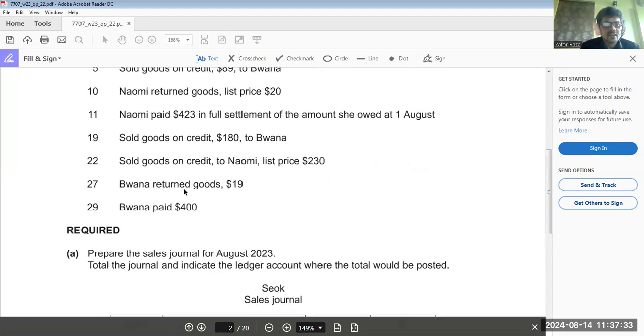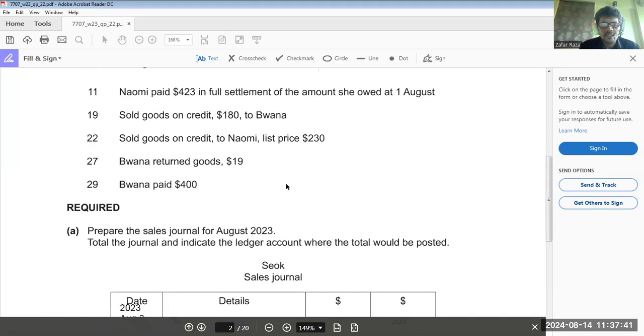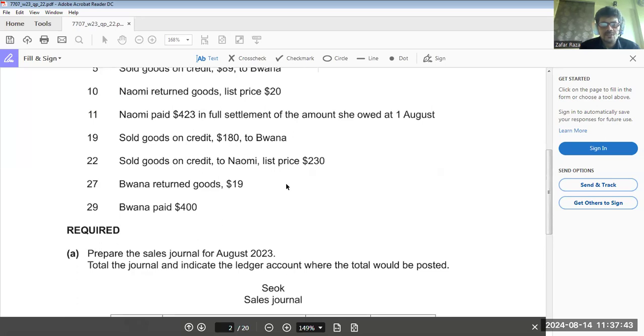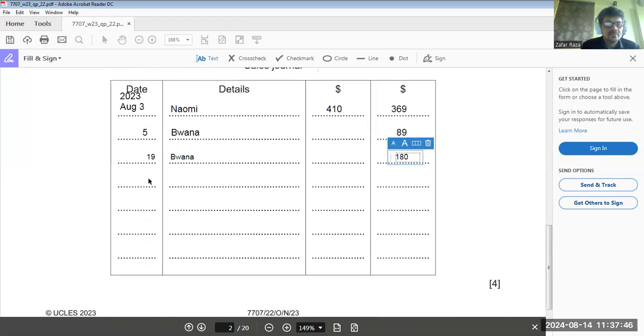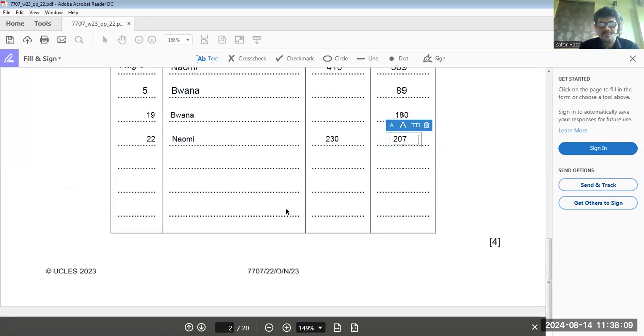Then sold goods on credit to Nomi again. List price $230. Okay. August 22. Name of the person, Nomi. And 230. Again, we have to take 90% of the list price because we allow him 10% trade discount. So 230 multiplied by 90% means 207. Got it?